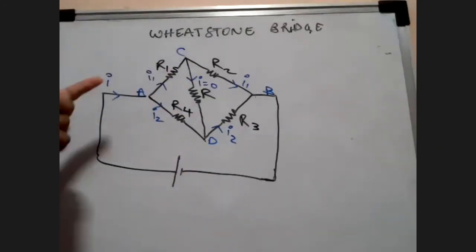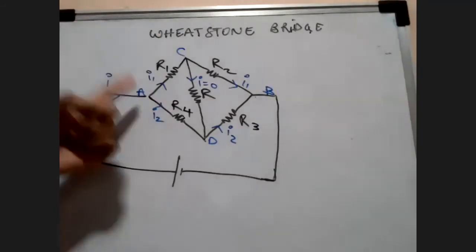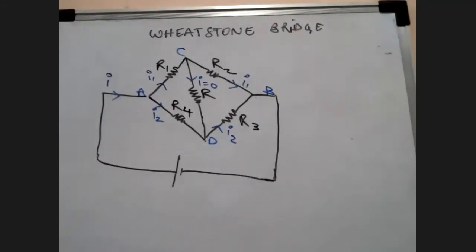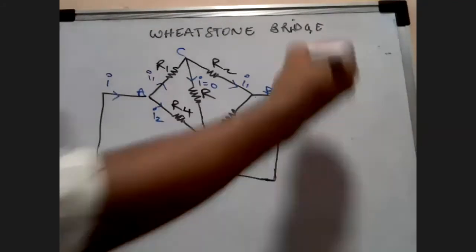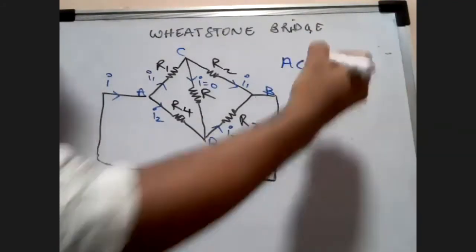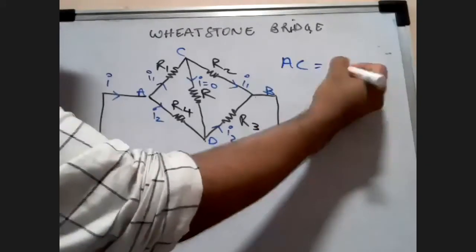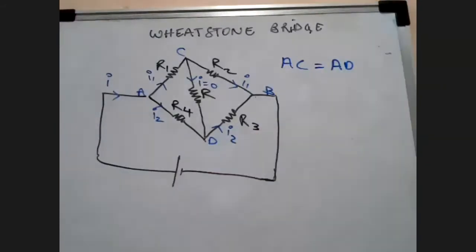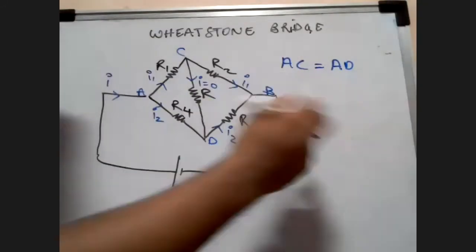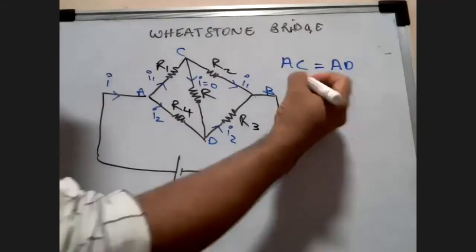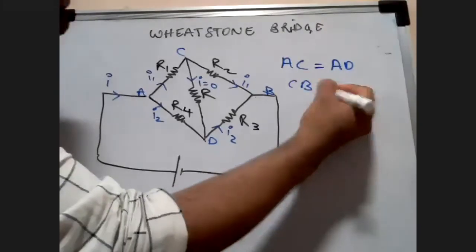But what about the potential difference between AC and AD? Is it the same? Same. Why? Because it's parallel. So can I say that the potential difference AC is equal to the potential difference AD? Similarly, can I say that the potential differences CB and DB are going to be the same? So CB also equals DB.